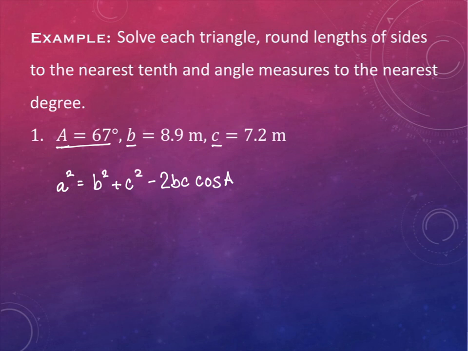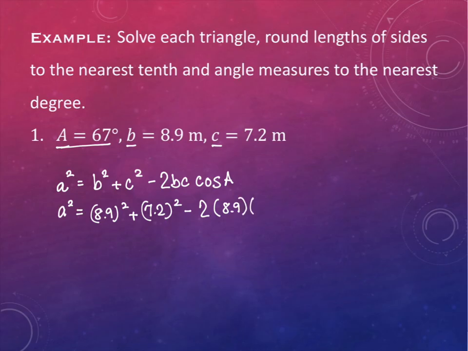And we're going to put the pieces in that we have. So we don't have A, so we'll leave that one in there as a variable. B is 8.9, so this is 8.9 squared, plus C is 7.2, so 7.2 squared, minus 2 times B, 8.9, C, 7.2, and then cosine of the angle A, which is 67.